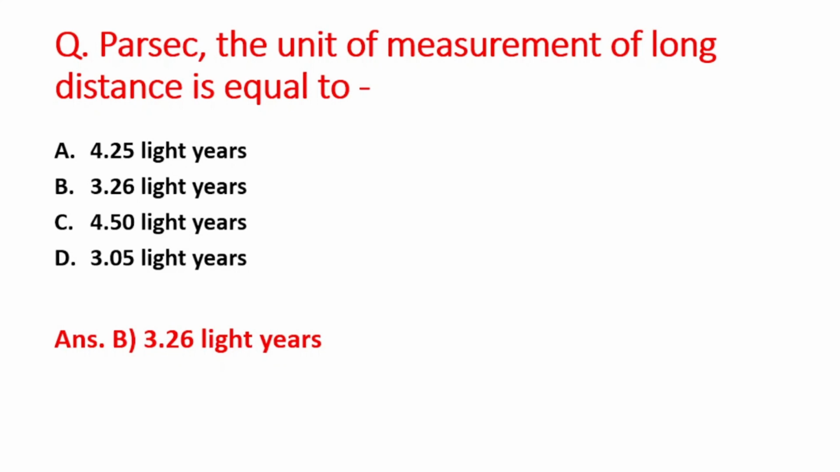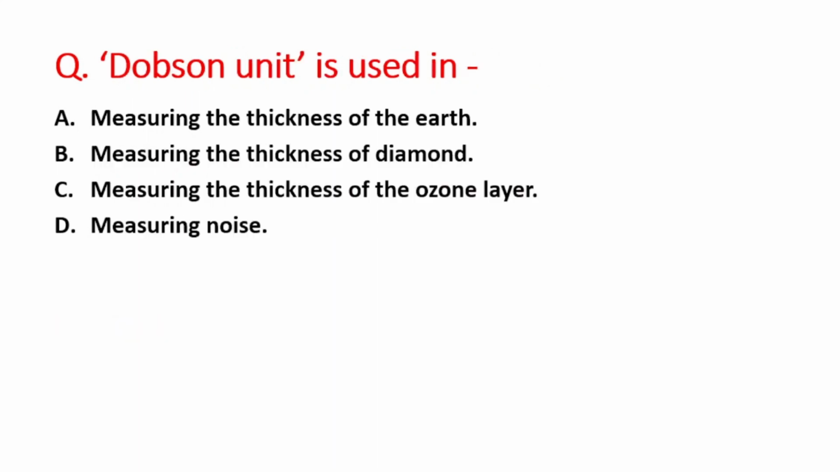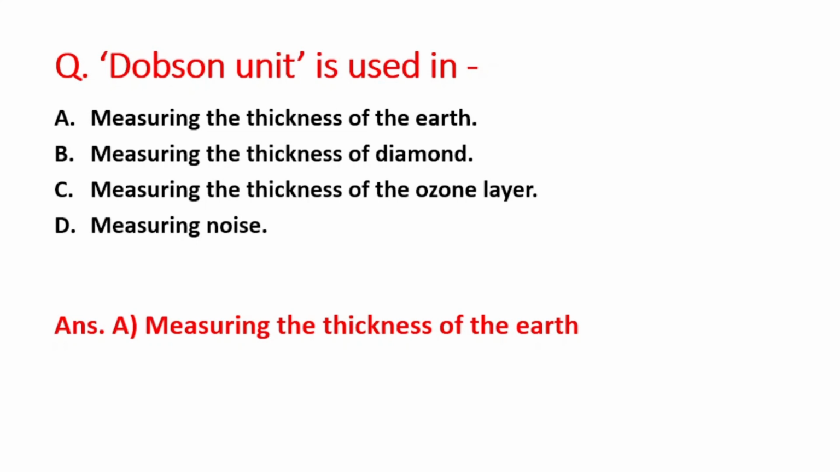Okay. Next question: the smallest unit of length is? A option is micron, B is nanometer, C option is angstrom and D option is fermi. So the right answer is option D, that is fermi. Next question: Dobson unit is used in? A option is measuring the thickness of earth, B is measuring the thickness of diamond, C is measuring the thickness of the ozone layer, and D option is measuring noise. So Dobson unit is used for measuring the thickness of the ozone layer, that is option C is the right answer.